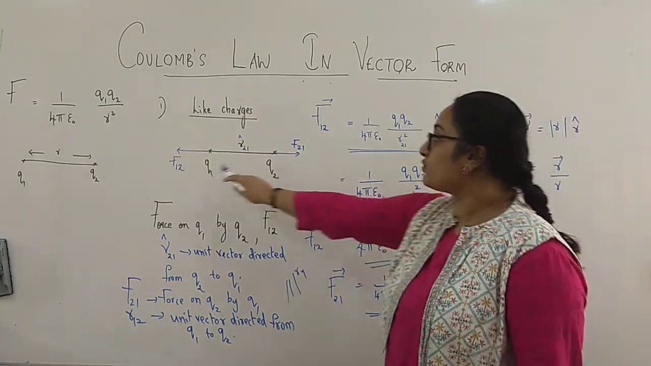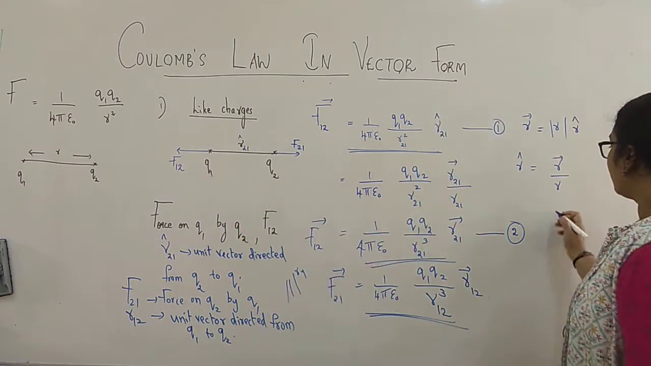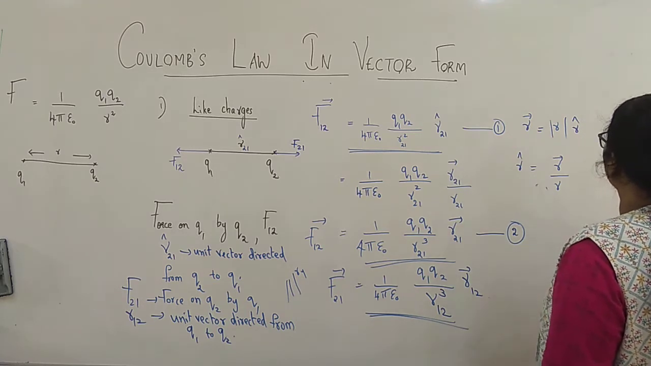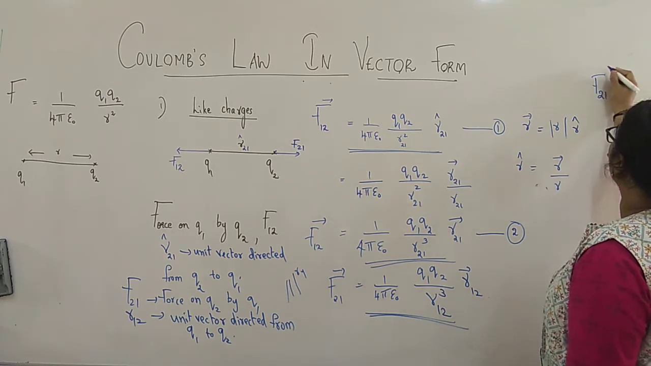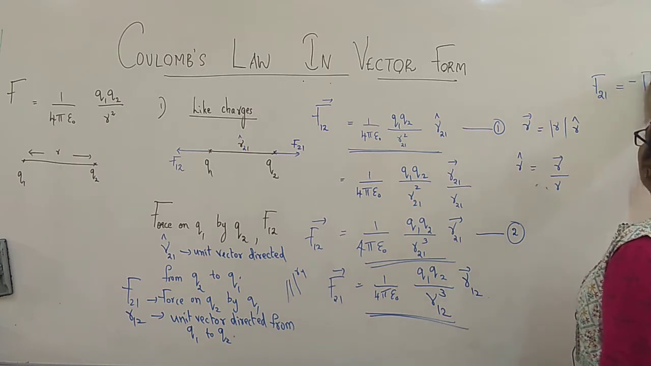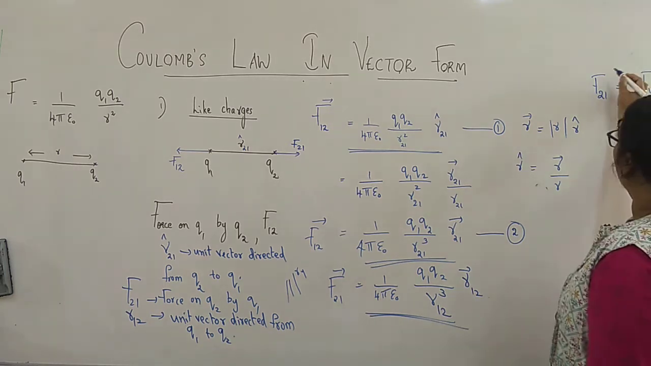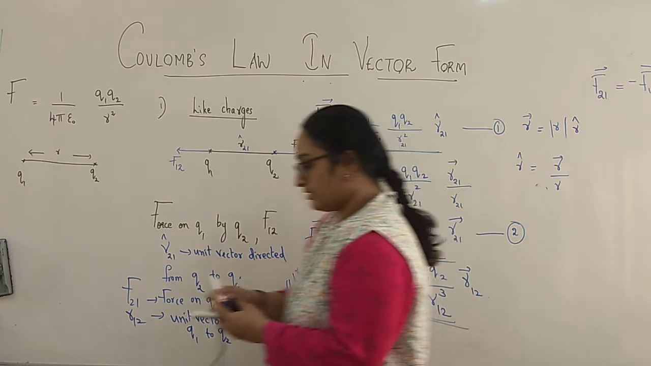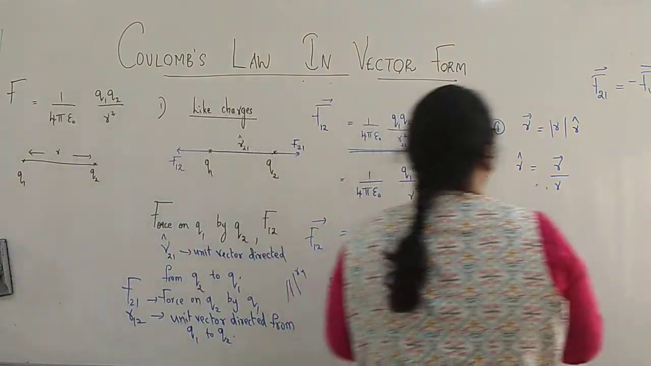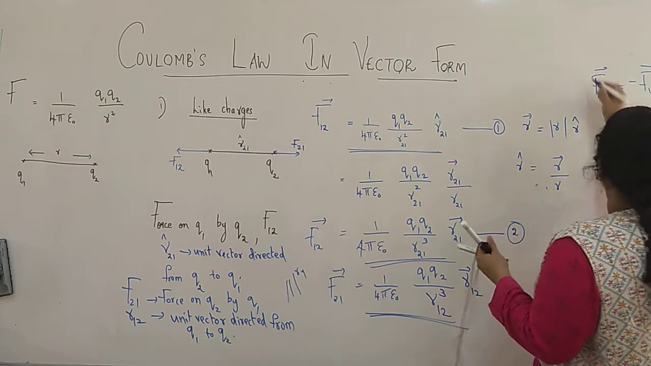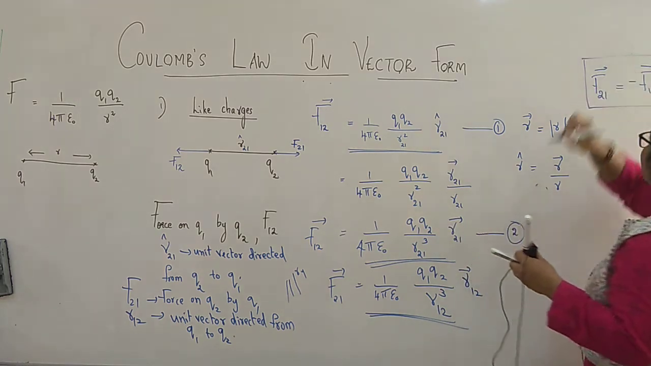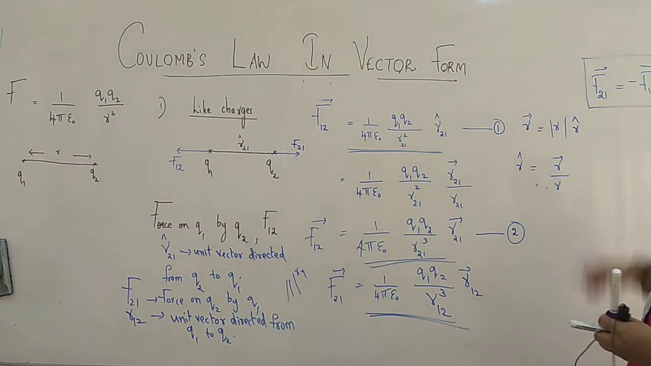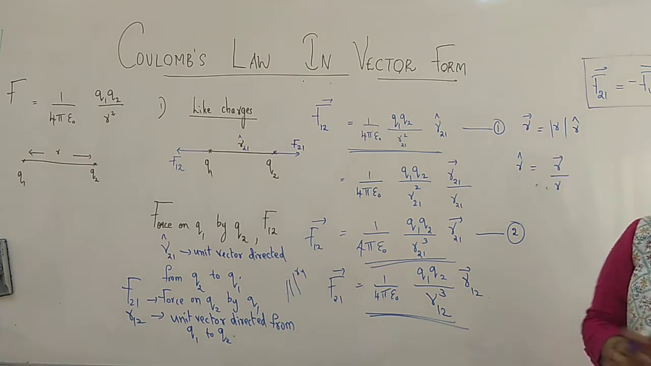So if you notice, F21 is opposite to F12. This is how we represent opposite in direction. So we have to use the vector symbol for it. So F21 is equal to minus F12. So this is how we are representing the force. Clear? So we have represented Coulomb's law in vector form.